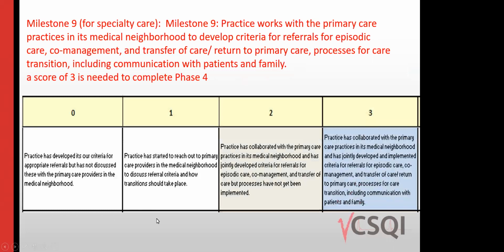Okay, so let's dive into milestone number 9 for specialty practice. The practice works with primary care practices in its medical neighborhood to develop criteria for referrals and episodic care, co-management, and transfer or return to primary care. Process for care transition, including communications with patient and family. A score of a 3 is needed to complete phase 4.